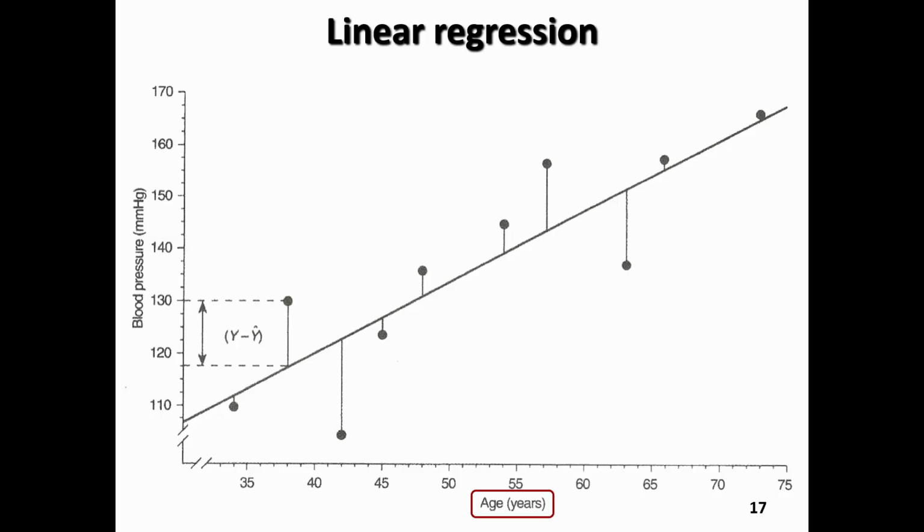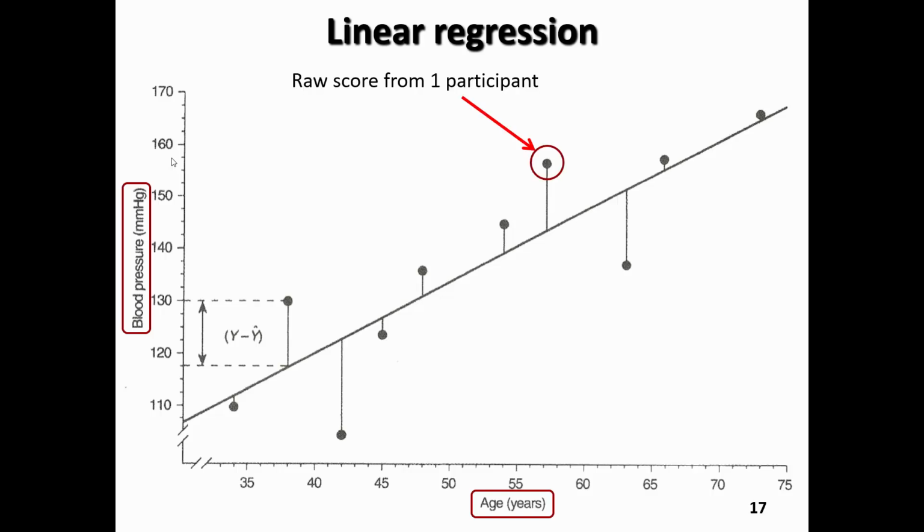In this particular scatter plot, what we're looking at is the relationship between systolic blood pressure and age in a sample of 10 individuals represented by the circles. And of course, we have our regression line that has a positive slope. So this is a direct relationship. As age increases, we see a tendency for systolic blood pressure to be higher.